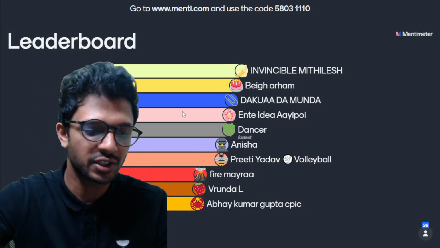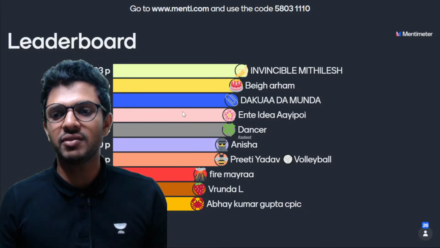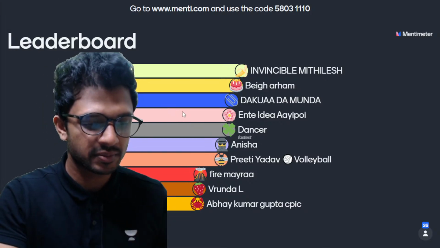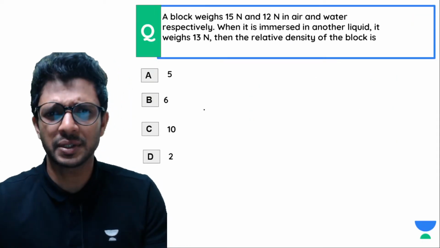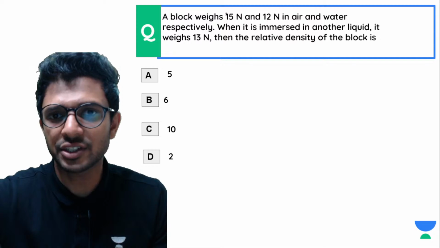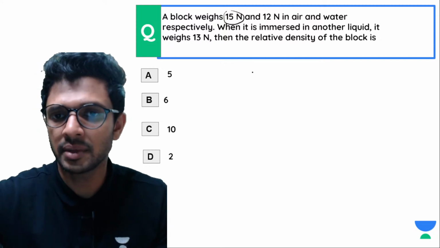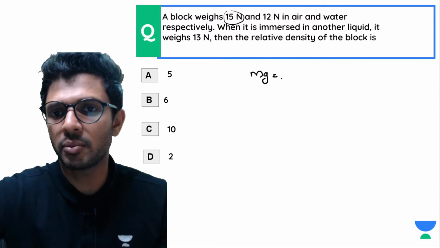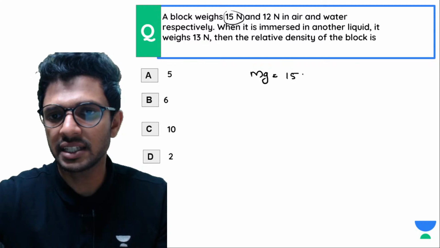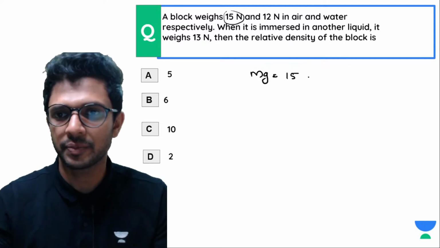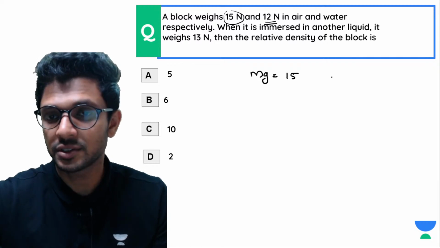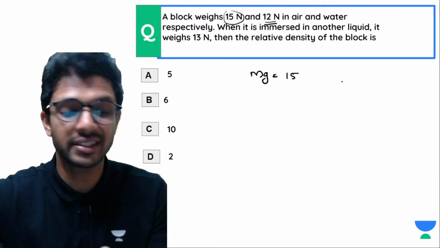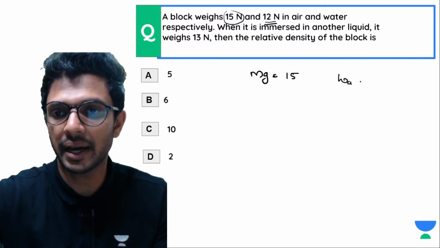Wow, very good, awesome. Right, let's see how to deal with this problem. Let's see. Actually, it is very simple. A block actually weighs 15 Newton, that is, the actual weight of the block, mg, is given as 15, right? And 12 Newton in water. So what is this 12 Newton? Very good, the apparent weight.